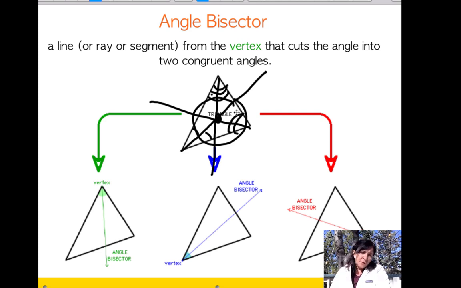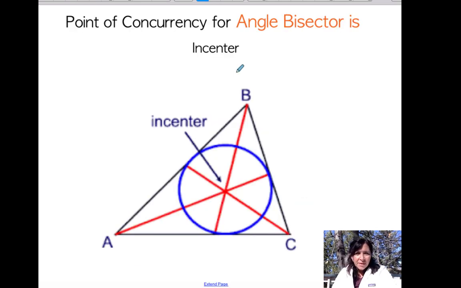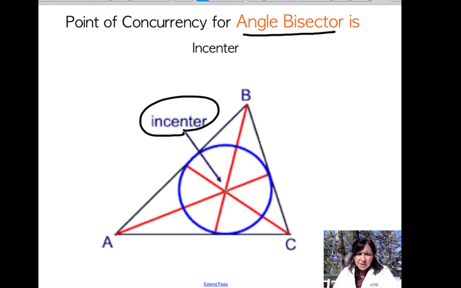I also can draw, or inscribe, a circle inside if I chose to. Something that we're going to learn in the constructions chapter in the future. The point of concurrency for an angle bisector is called the in-center, which is this point right here. This circle right here is inscribing. We'll call it an inscribed circle.